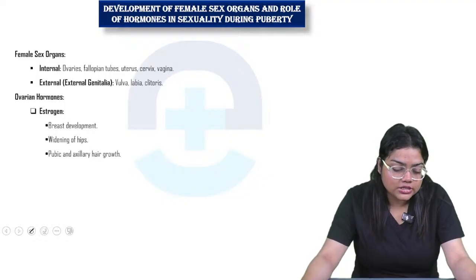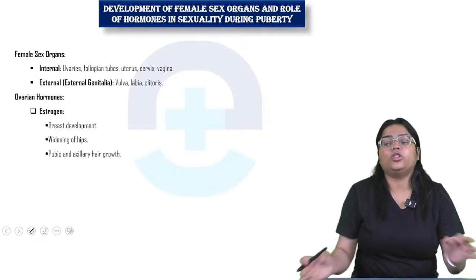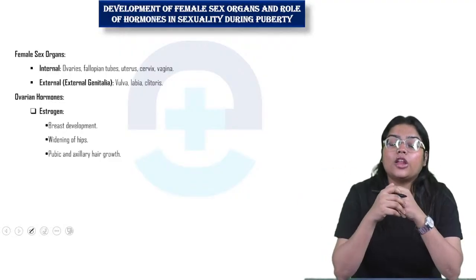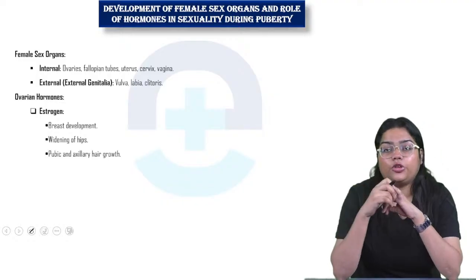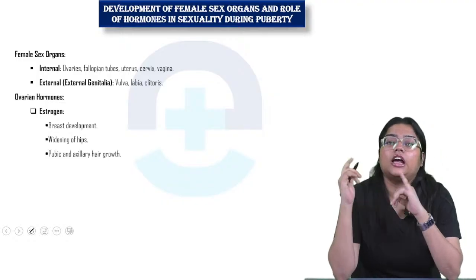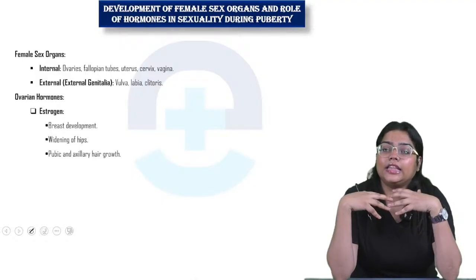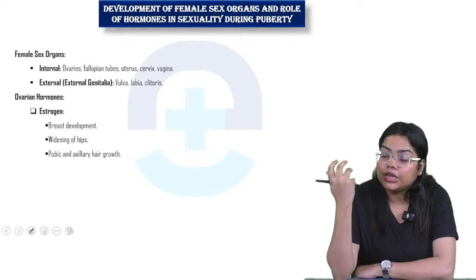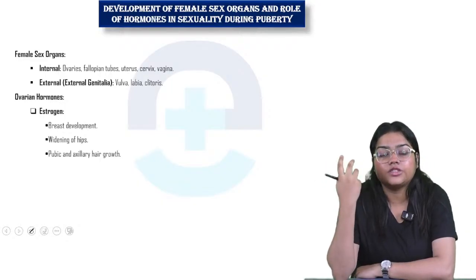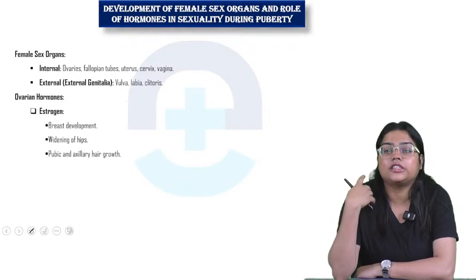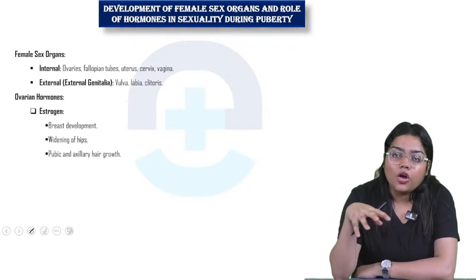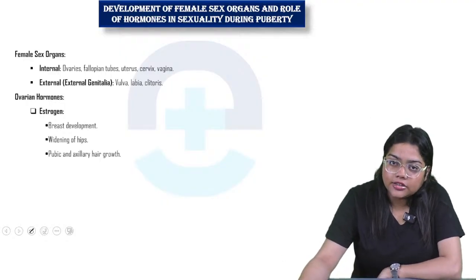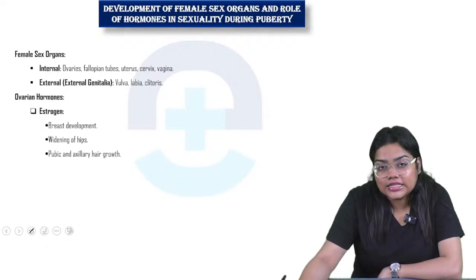So first is the female sex organs. As we know, there are two types of female sex organs, internal and external. In internal we can see ovaries, fallopian tubes, uterus, vagina, cervix and all. On the outer side we can see the mons pubis, clitoris, vaginal orifice, urinary orifice, labia majora, labia minora, along with the perineum part. So this is all about the external part.